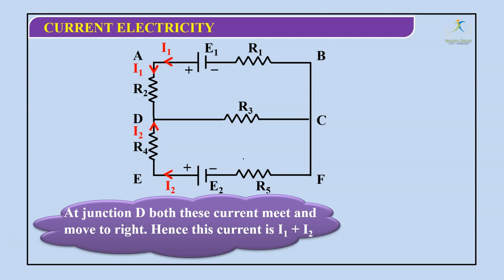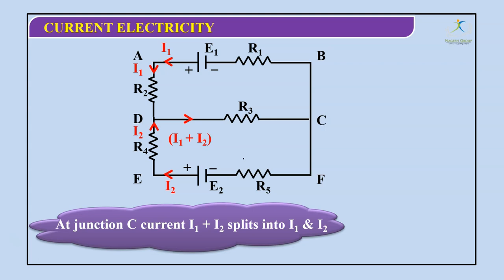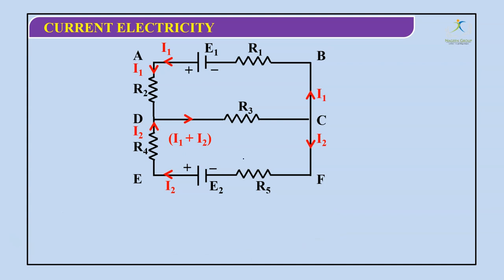At the junction D, both these currents meet and move to the right. Hence, the current will be I1 plus I2 there. At the junction C, the current I1 plus I2 splits into two different parts, that means I1 and I2.